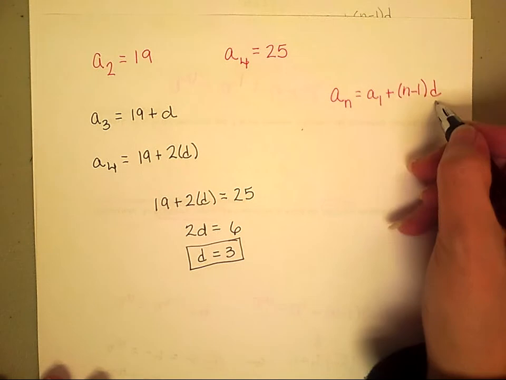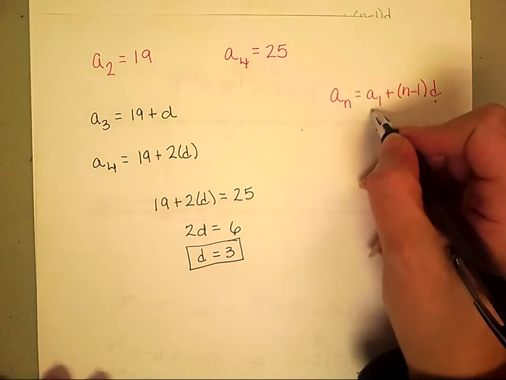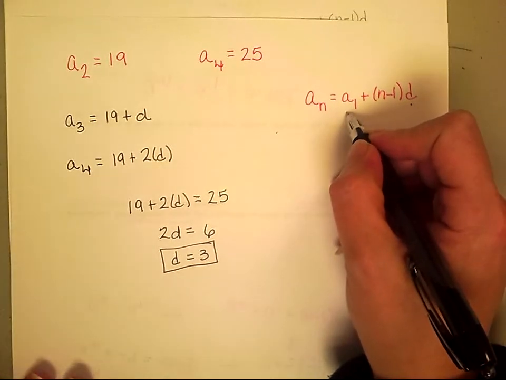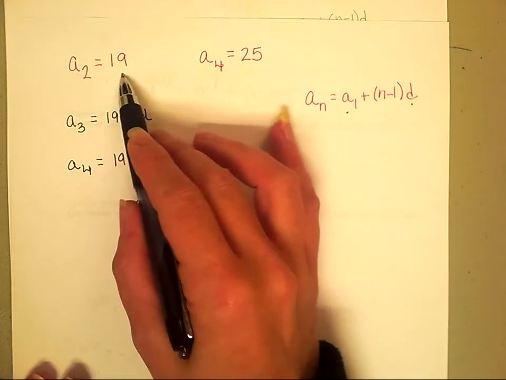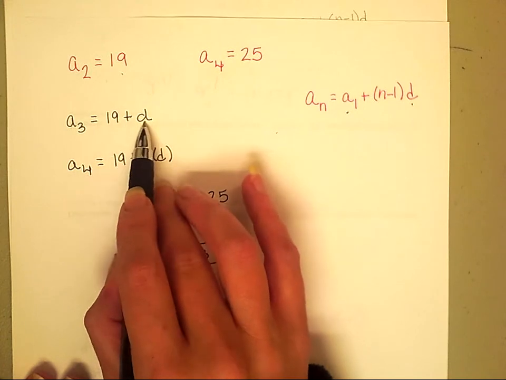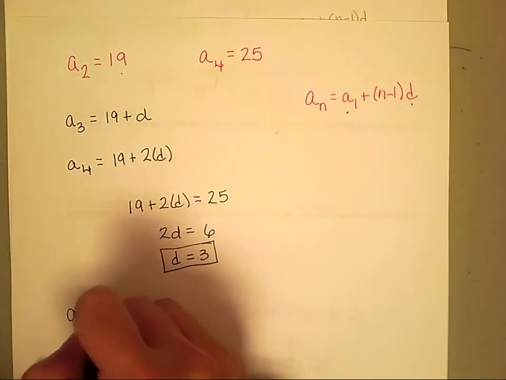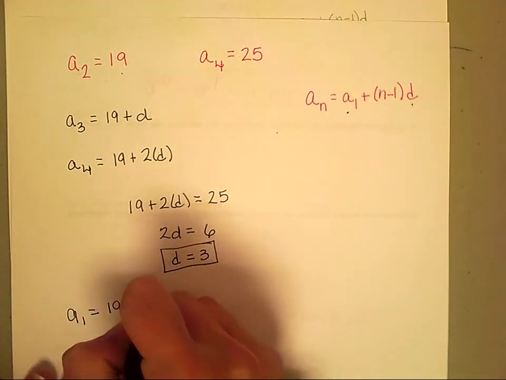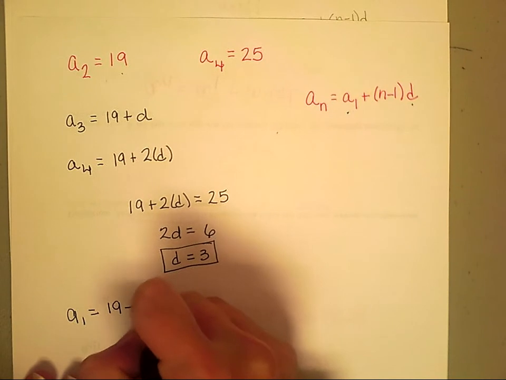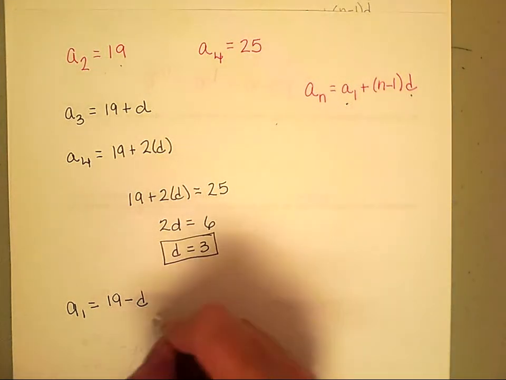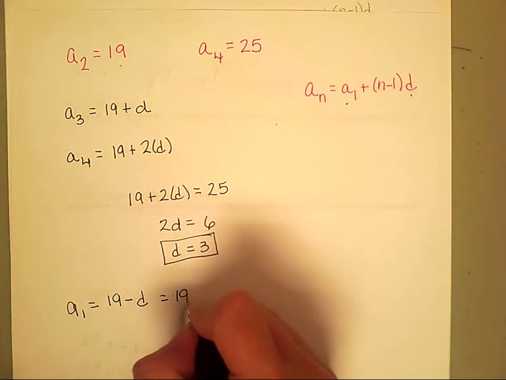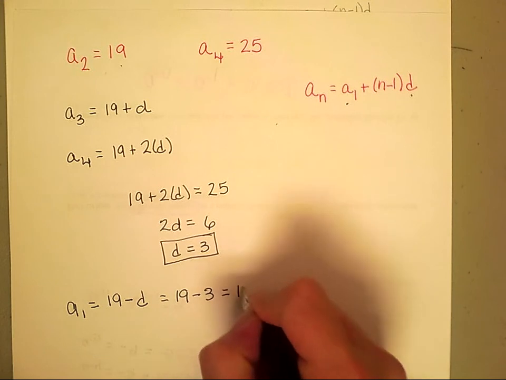So now I know what d is. How am I going to find a sub 1? Well, if a sub 2 is 19 and a sub 3 is 19 plus d, then a sub 1 must be equal to 19 minus the common difference. Or a sub 1 is equal to 19 minus 3, which is 16.